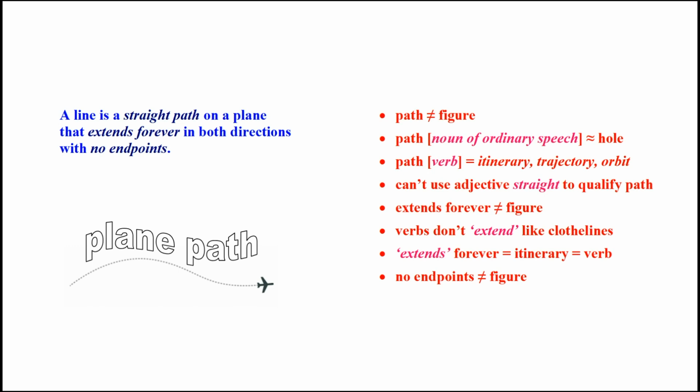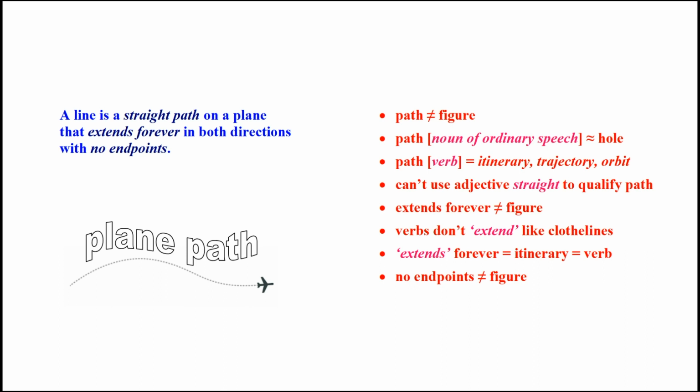You're saying that the itinerary is never ending. It just goes on and on. You could say forever, right? You're talking about motion. You're talking about perpetual motion, and not about a physical object. And no endpoints, again, not a figure. So all those he failed, and that's just in his first sentence.